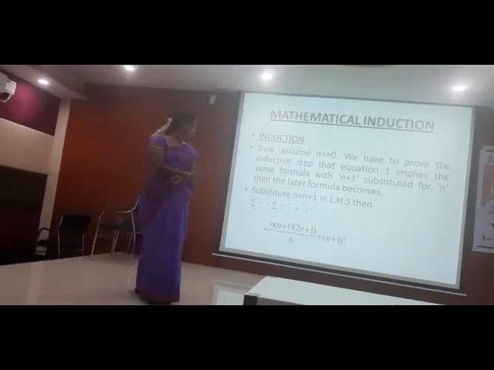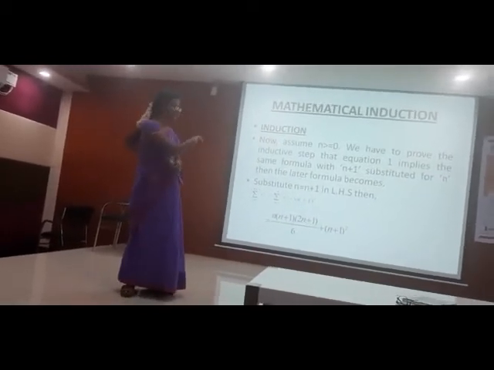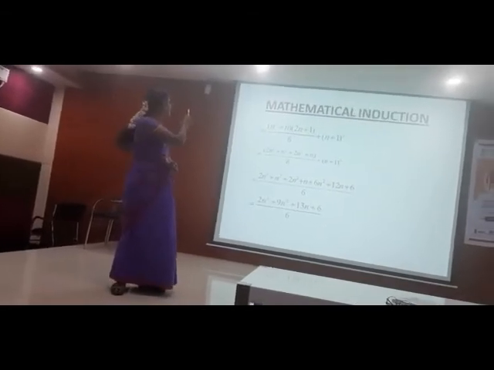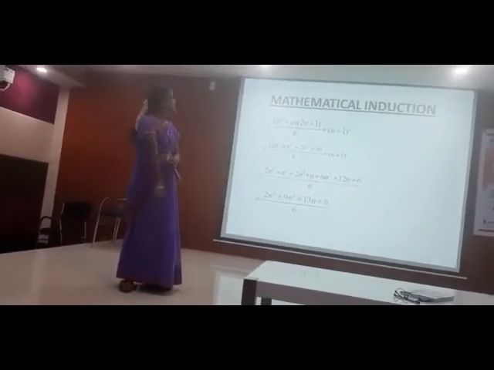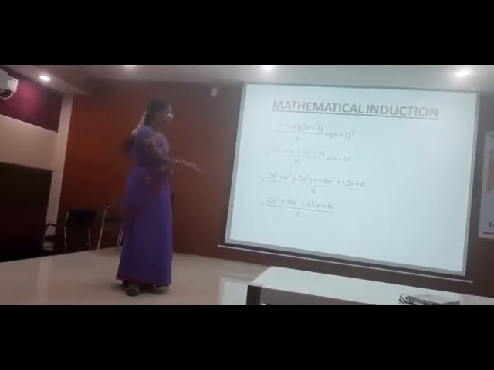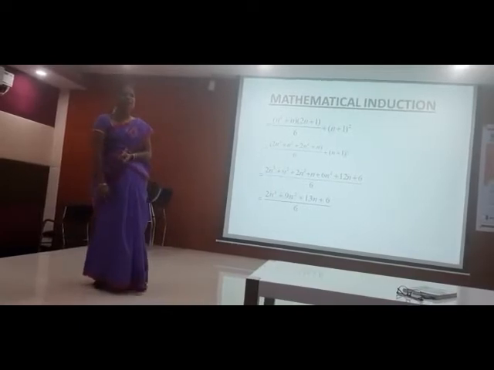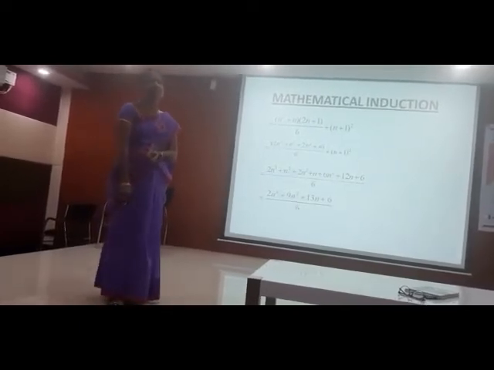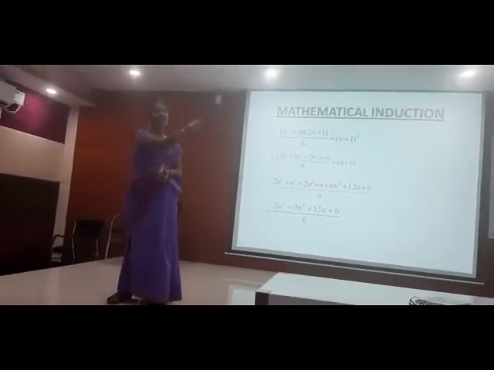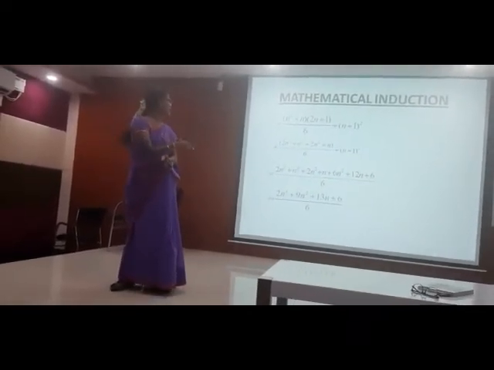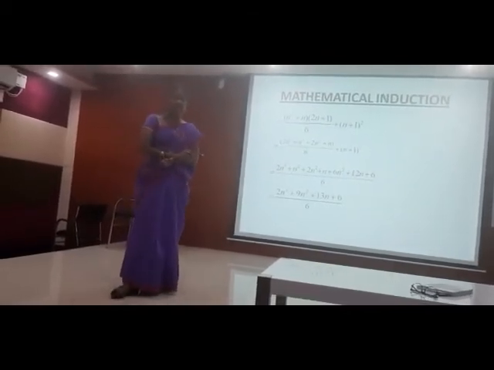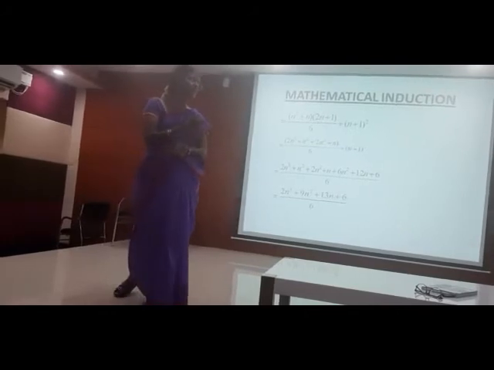First I have to simplify n into n plus 1. Next step, n into n plus 1 into 2n plus 1. See, n into n plus 1 will become n square plus n. Then it is multiplied with 2n plus 1 to give 2n cube plus n square plus 2n square plus n, divided by 6, plus n plus 1 the whole square. Now you have to simplify this. 2n cube plus 2n square plus n square will become 3n square.